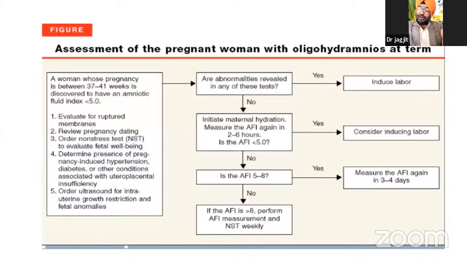Because at term we don't want to lose a baby, so we have developed a nice algorithm for when to induce labor and when not to induce labor. So we have to go into steps of that, considering whether the oligohydramnios is due to some congenital malformation or is it due to a constitutional cause like hypertension.